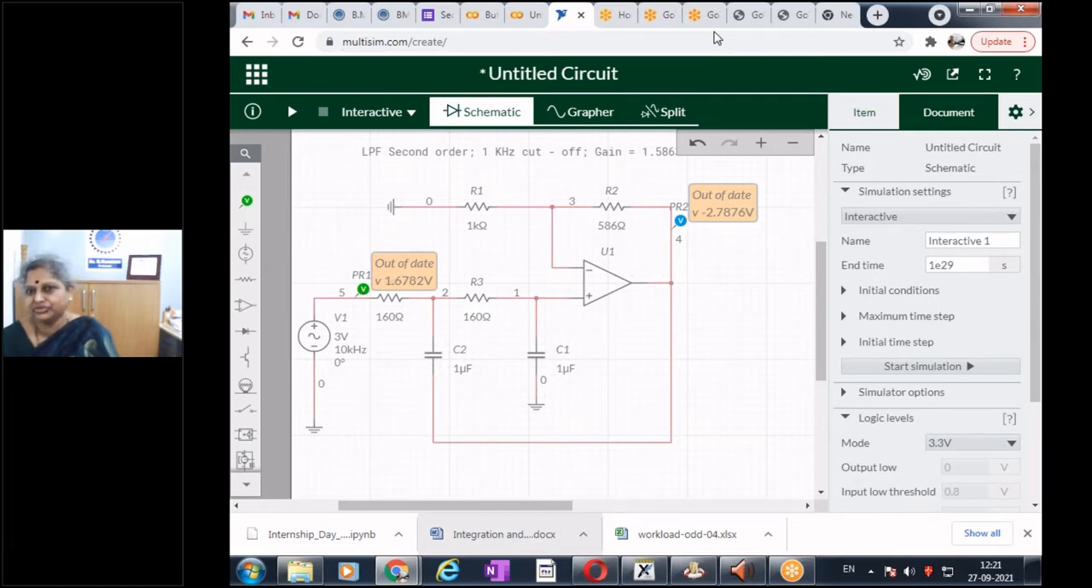We are going to next convert this to a fourth order filter. But tell me, when you give 10 kilohertz, what is the output you're getting? What is the gain you are getting? Is there anyone who's doing it who can share the result?